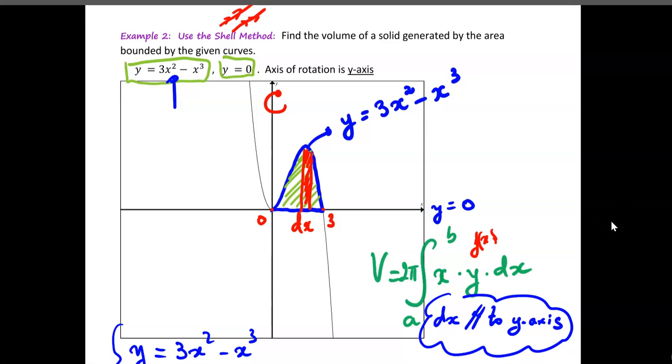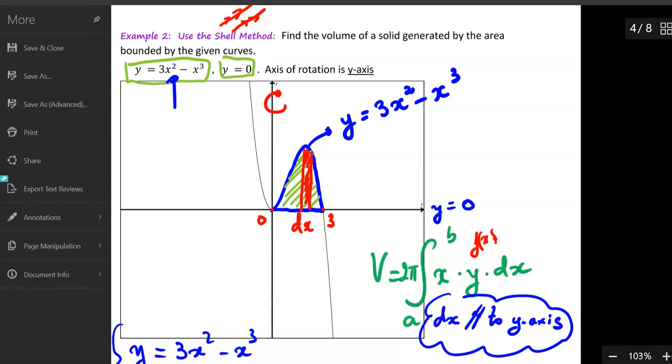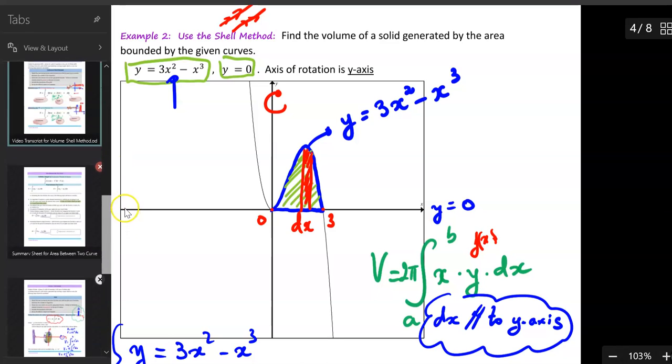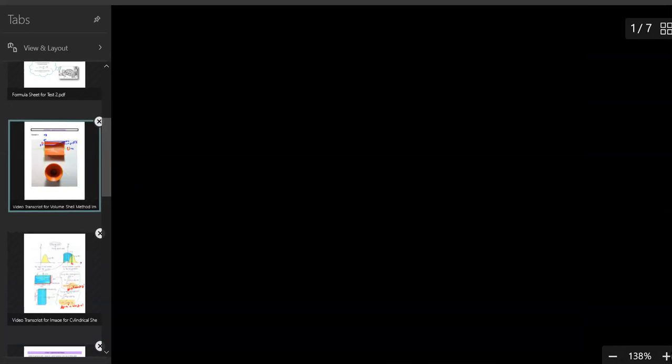Hello everyone. I would like to continue with the previous video where we work with the example that we are going to use a shell method, and the axis of rotation is about the y-axis, and we work with this shape like this. And now we're going to examine the 3D image of this shape. I didn't mention the 3D image in the previous video, so I better get back to that. Let me show everyone the 3D image for this.